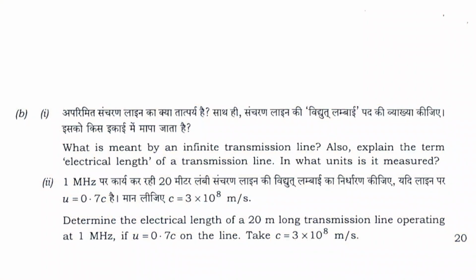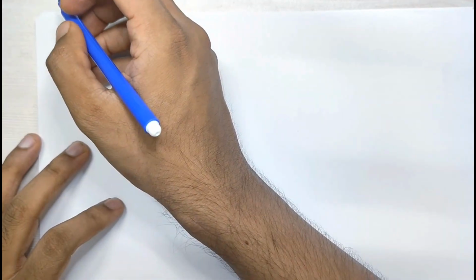We will try to solve the second part. Determine the electrical length of a 20-meter long transmission line operating at 1 megahertz. If V is given as V is equal to 0.7 C on the line, take C is equal to 3 into 10 to the power 8 meter per second. So primarily we will deal with the second part of the question.